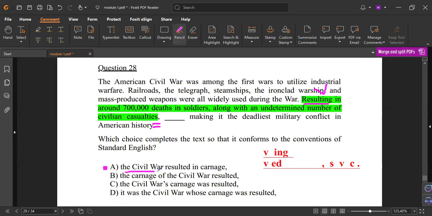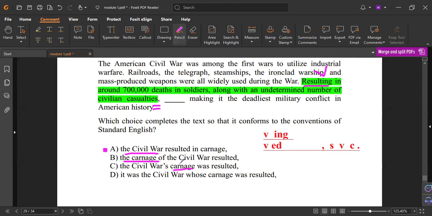Here the subject is civil war. Here the subject is the carnage. Here the subject is the carnage of. Take care of this one. The subject of... so the subject here is carnage. Here the subject is it. Now, what is the best one for the subject?